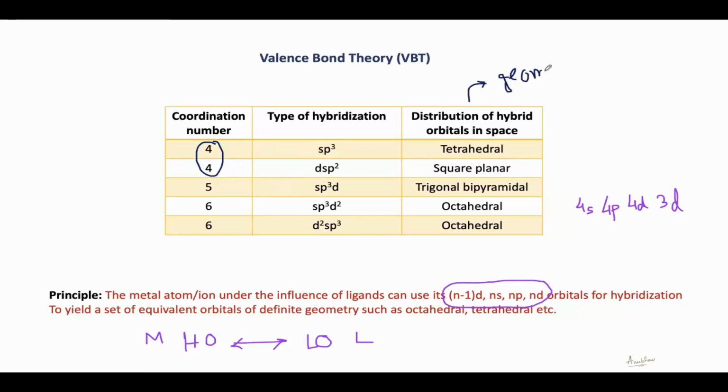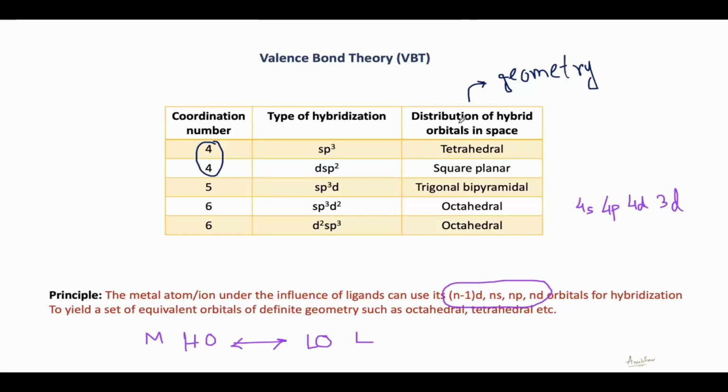So you might be astonished by seeing this large thing written over here, but nothing to worry about, because this thing actually denotes the geometry of the corresponding compound. Here you can see the distribution of hybrid orbitals in space. How the orbitals are located in space is what determines the geometry of the complex.